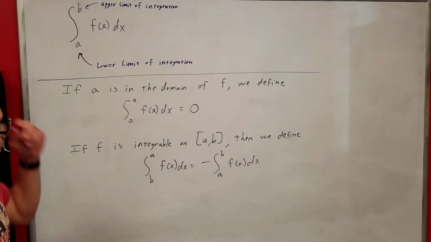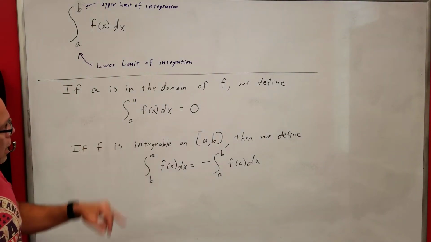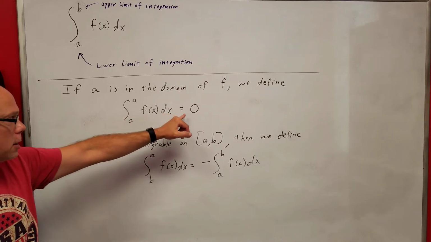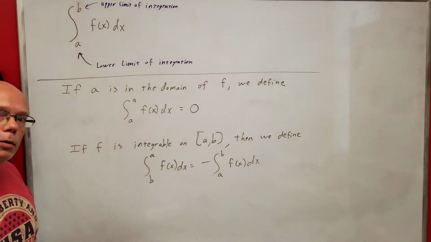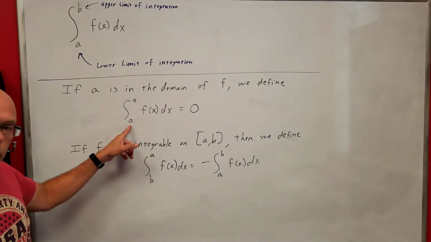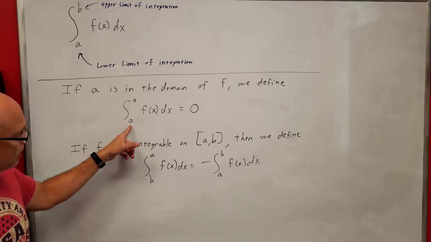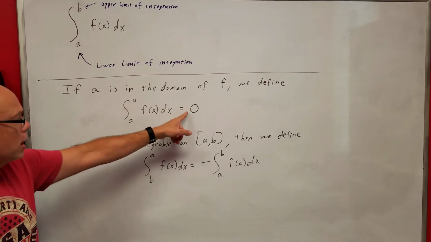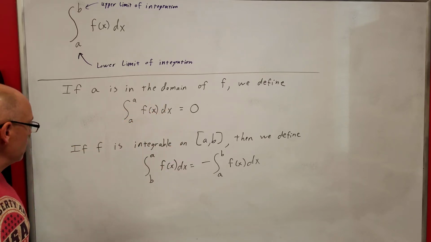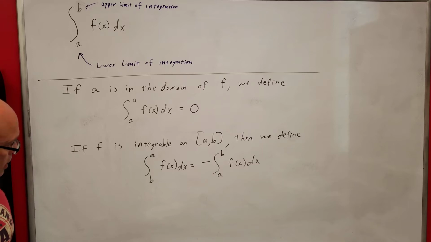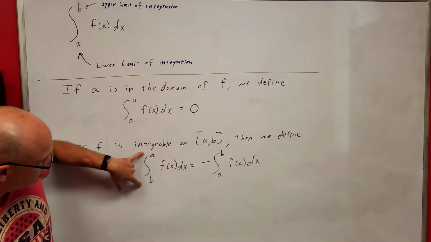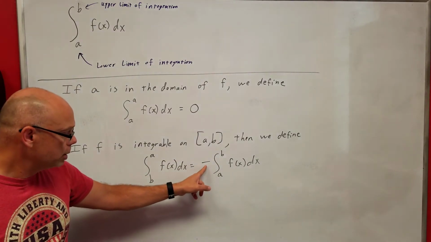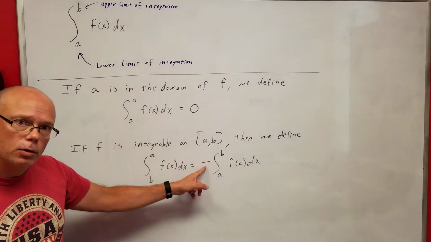All right, now let's look at these two statements. If a is in the domain of f, we define the integral from a to a of f of x dx equal to 0. So what are they saying? They're saying automatically, if you're told to integrate where you have the same lower limit of integration as you have upper limit of integration, you can just write in 0. What does this next statement read, basically? It says, suppose that you need to switch your limits of integration. You could do that as long as you put the opposite sign in front of the integral sign.